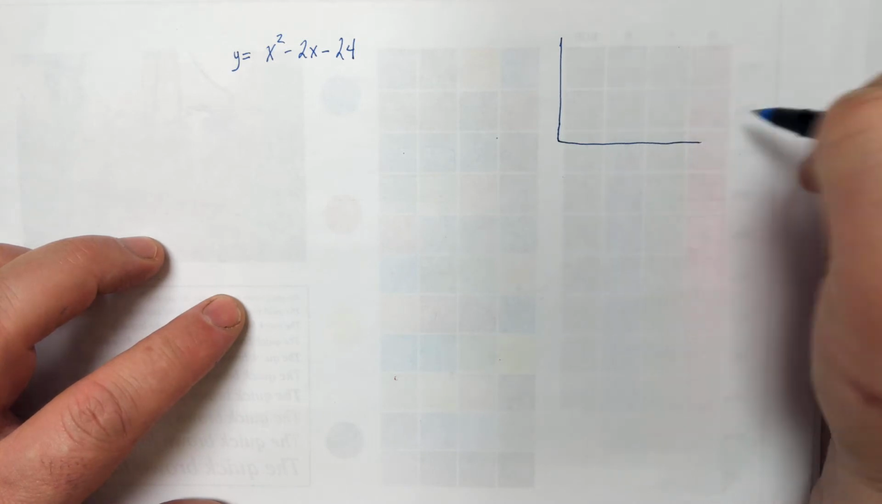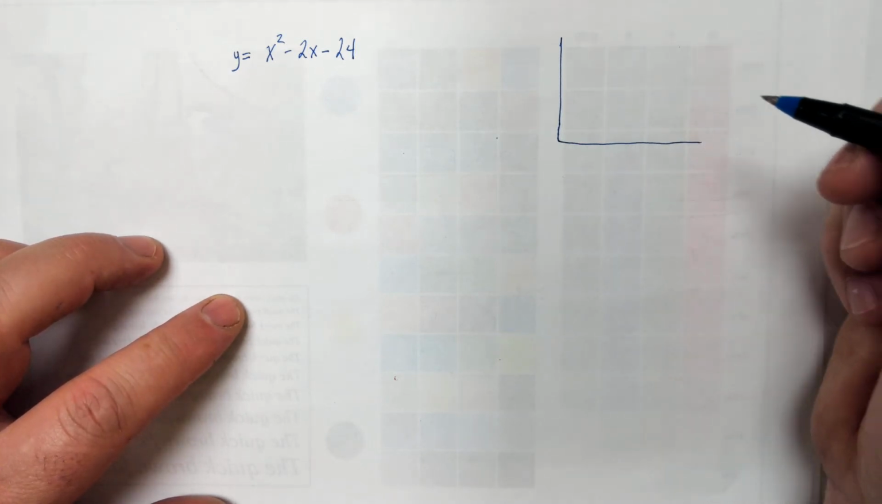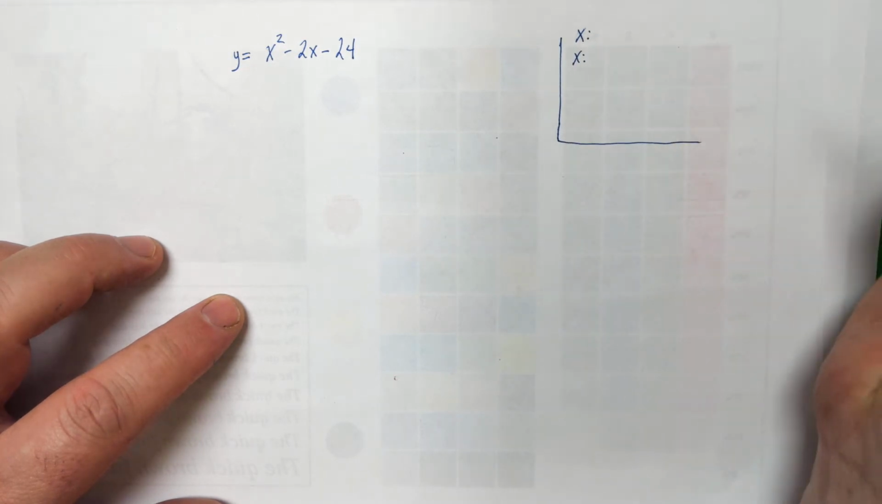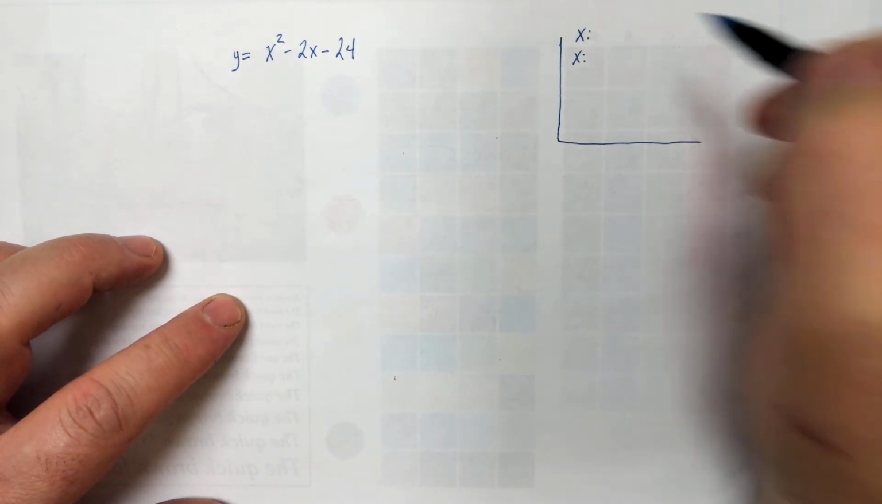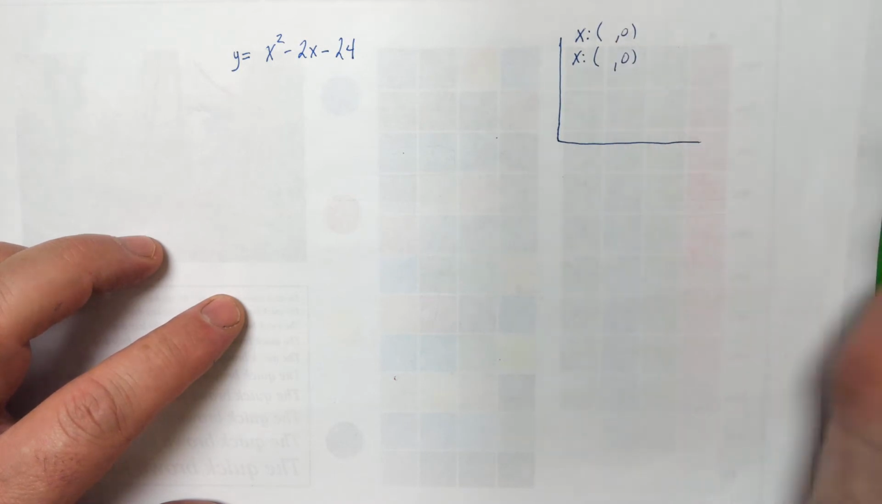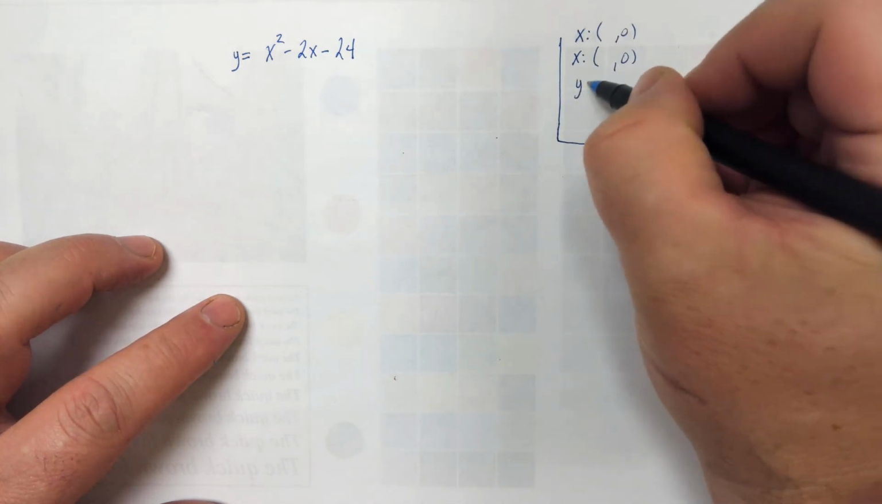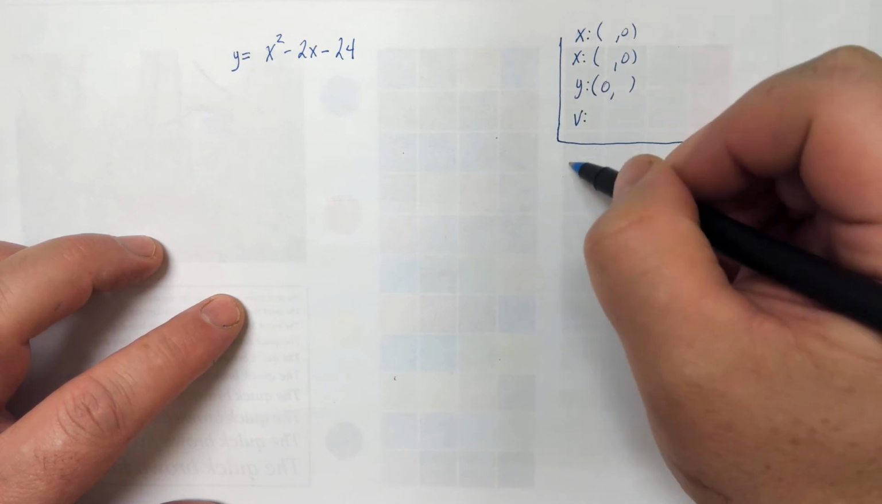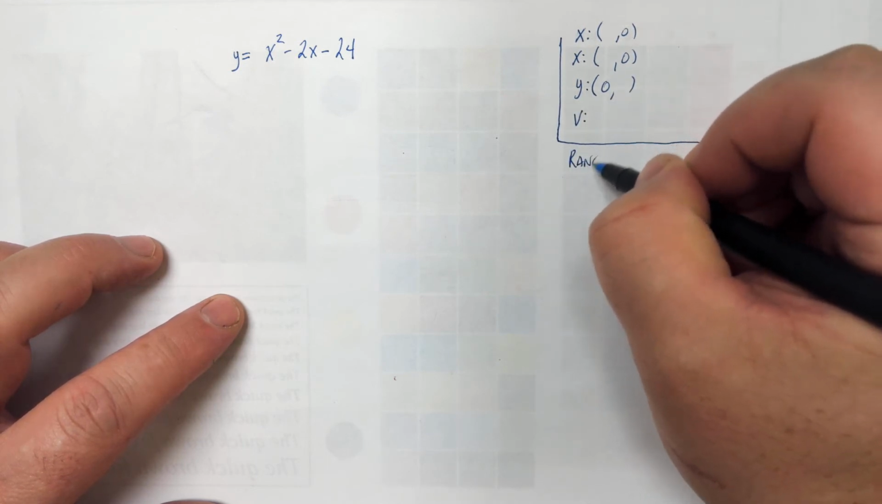Edgar, word to the wise. Make a list of the stuff you got to figure out. And here's what we got to figure out. You have to figure out your x-intercepts. There's either 0, 1, or 2, right? And for your x-intercepts, y is 0, so you put a 0 for the y. You also need to figure out your y-intercept. You got to figure out your vertex, and then we'll do the range in just a minute.